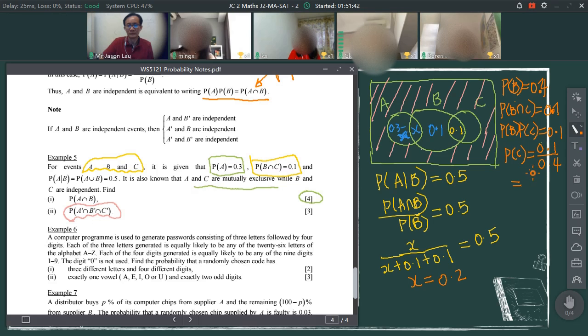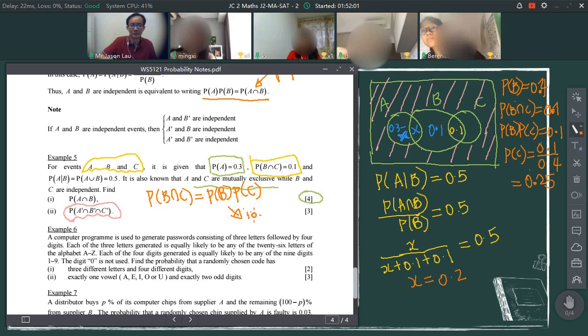Mr. Lau, actually what does it mean by independent? They are not affected by each other. In English, independent means not affected by each other. In probability, it means they have a formula to follow, but nothing much you can say about it. There is just no relationship between them.